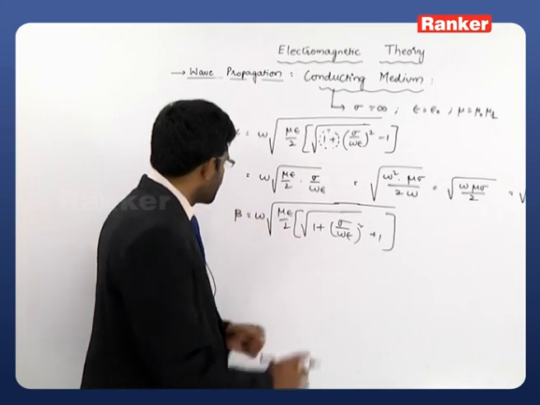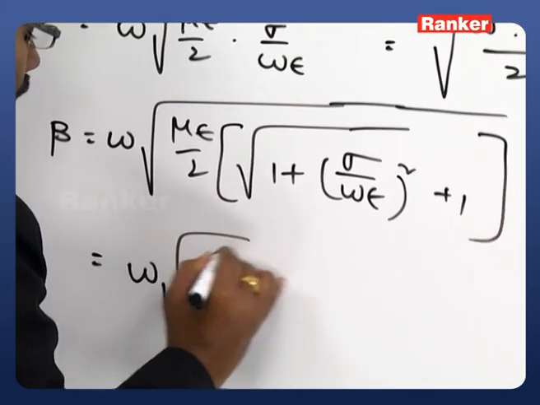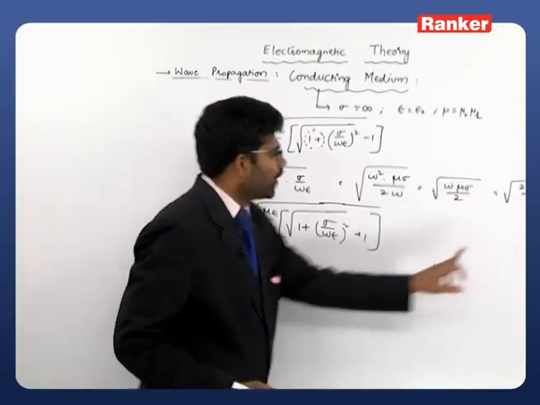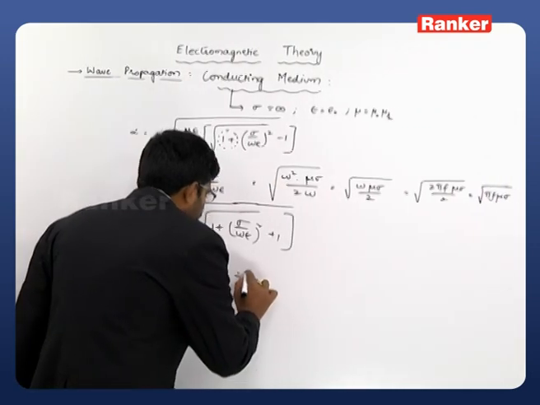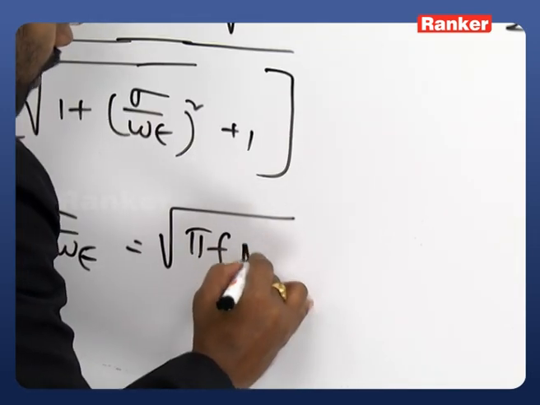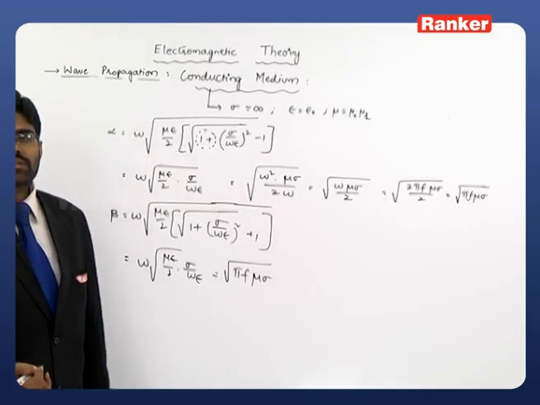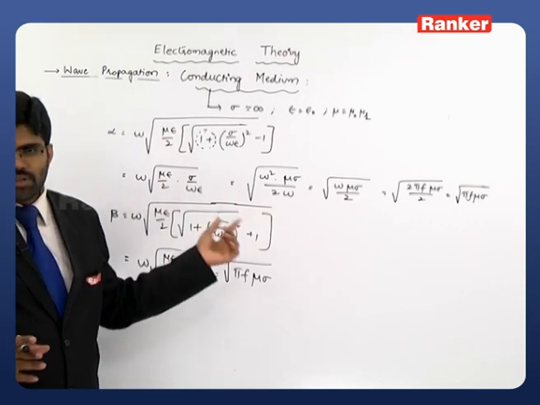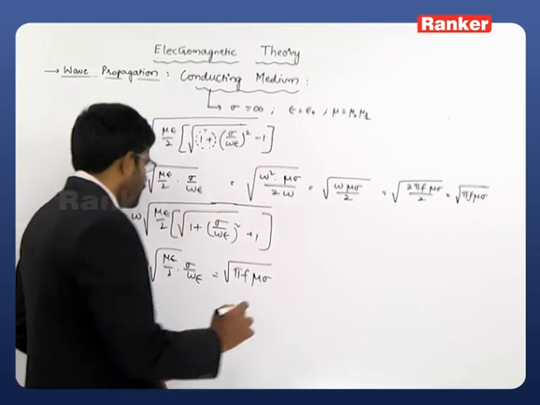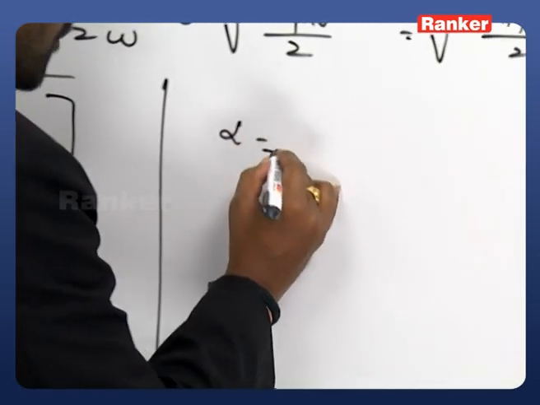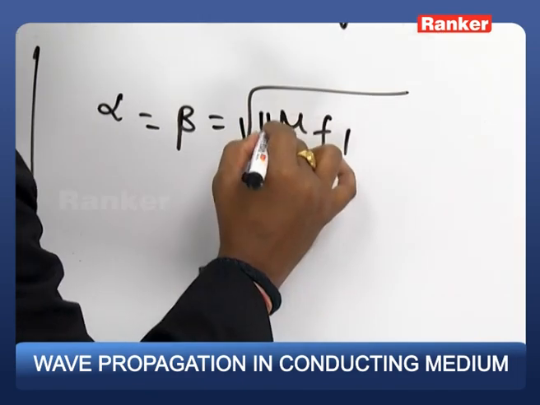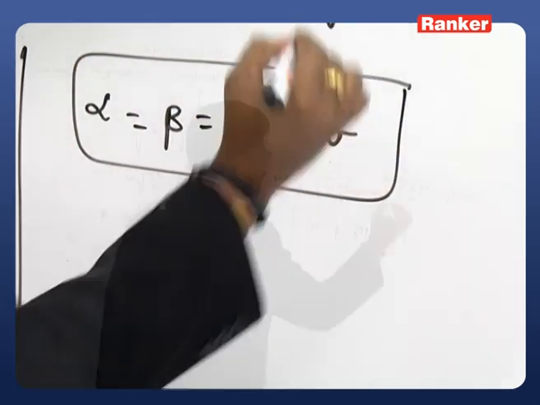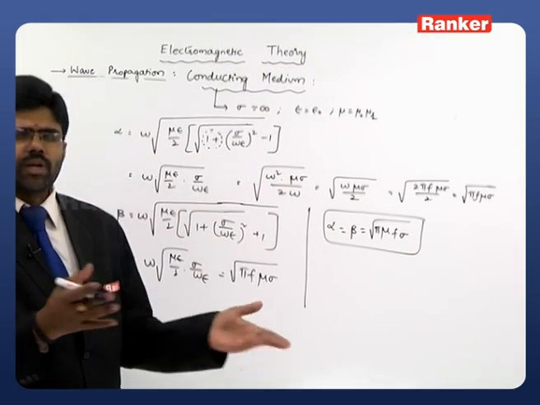Then what we get is a similar term, which is equal to omega under root mu epsilon by 2 times sigma by omega epsilon, which is the same type of term as observed here, equal to the square root of pi f mu sigma. So clearly, for our conductor, alpha and beta are the same. The remaining terms can be obtained from this beta. So clearly compile this: alpha is equal to beta is equal to the square root of pi f mu sigma, the quantity that we are supposed to remember. The remaining quantities you can derive.